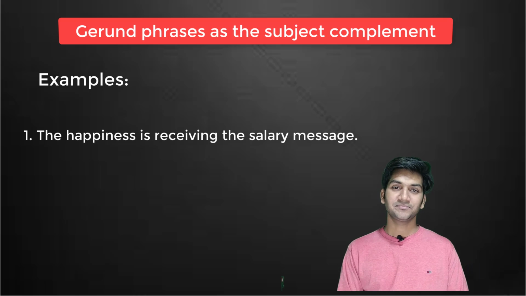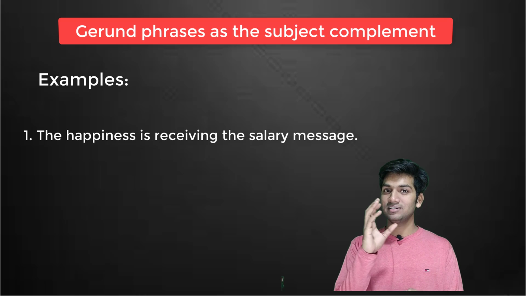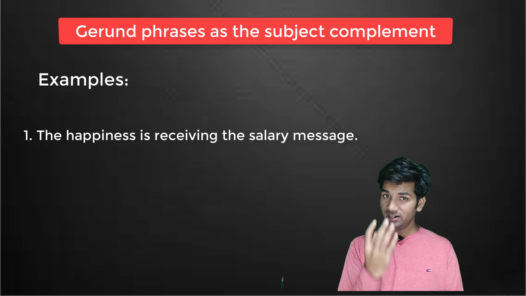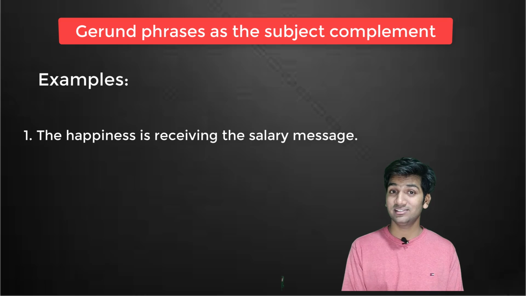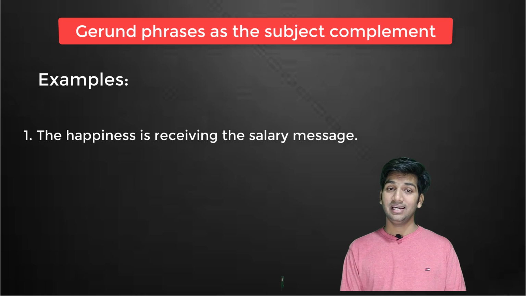Alright, so in the sentence, the happiness is receiving the salary message, my gerund phrase is receiving my salary message. Happiness is receiving my salary message. Alright, it is a subject complement. Let's take one more example.